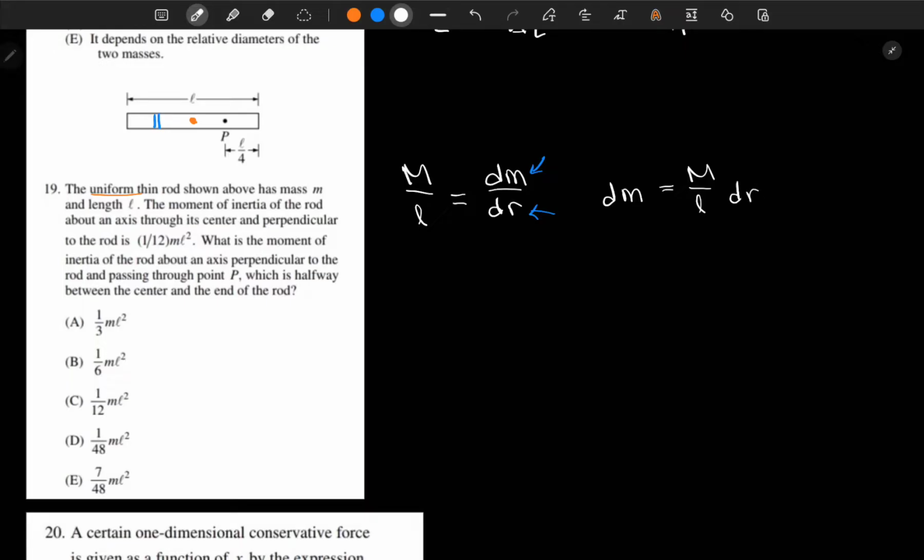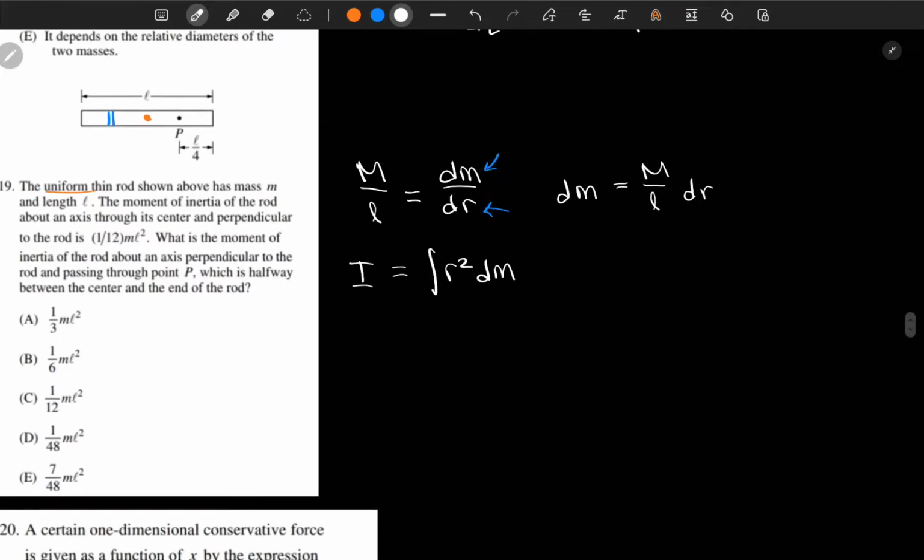Then, we note that the moment of inertia for any object, I, is equal to the integral of r squared dm. Plugging in for what we have, noting that since we're integrating about the position P, we assume that P is the new r equal to 0.